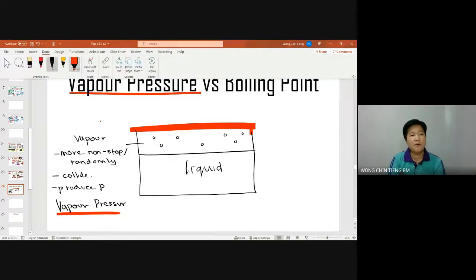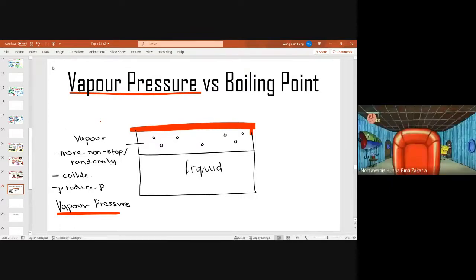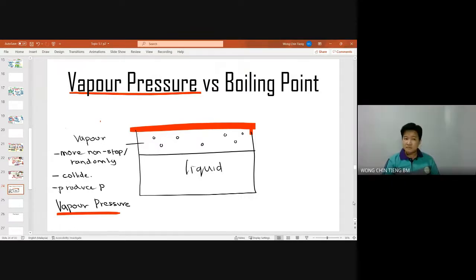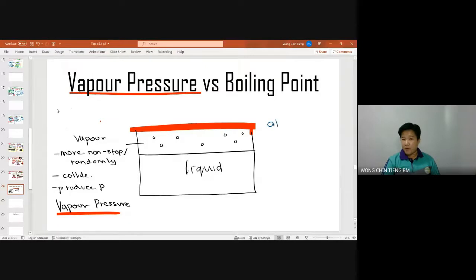Next, why boiling point is related to vapor pressure? Because the boiling point is the temperature where the vapor pressure equals to atmospheric pressure. At that particular point yang kamu panggil boiling point, suhu pada titik tersebut, your pressure of the vapor equals to the atmospheric pressure.